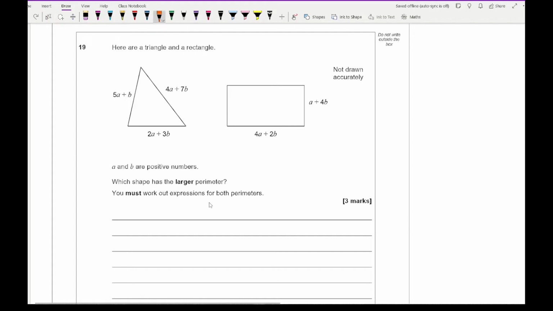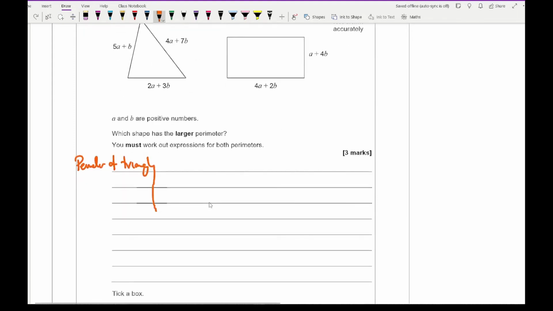So first of all, let's work out the perimeter of the triangle. Now to work out the perimeter, it's just all the sides added together. So the perimeter of the triangle is going to be 5a plus b plus 4a plus 7b plus 2a plus 3b. Now if I collect all my like terms together, I should have an answer of 11a plus 11b.